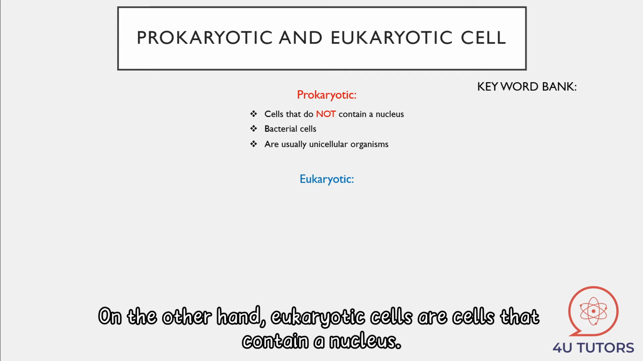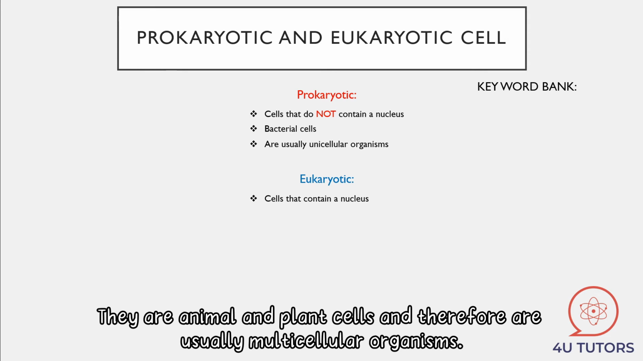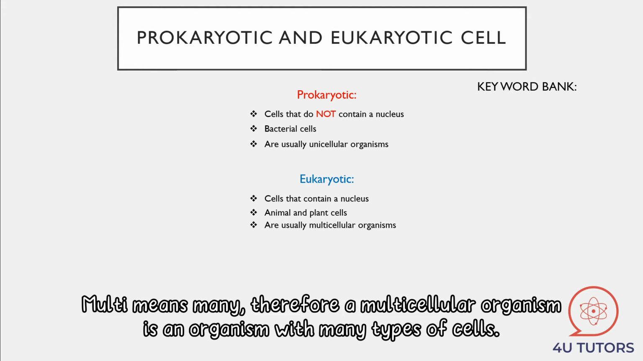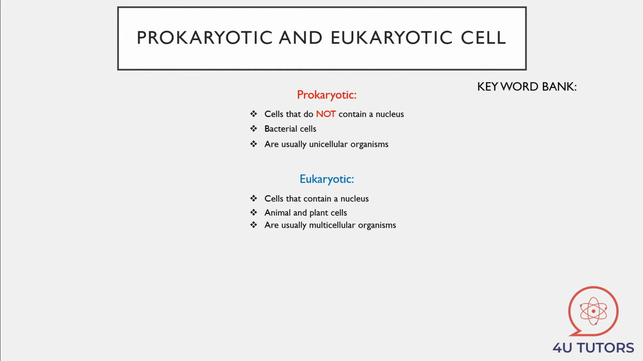On the other hand, eukaryotic cells are cells that do contain a nucleus. They contain this organized genetic information. Eukaryotic cells are animal and plant cells and therefore they are usually multicellular organisms. But there are some exceptions to this rule. Multi means many. Therefore, a multicellular organism is an organism with many types of cells. For example, in humans we have red blood cells, brain cells, liver cells and many other cells in our body.